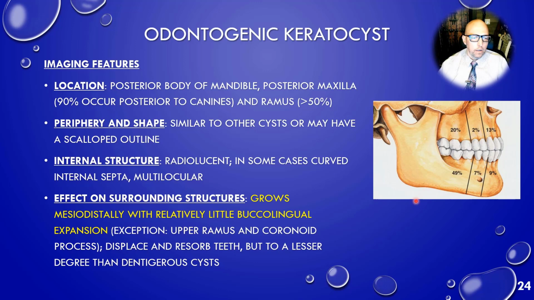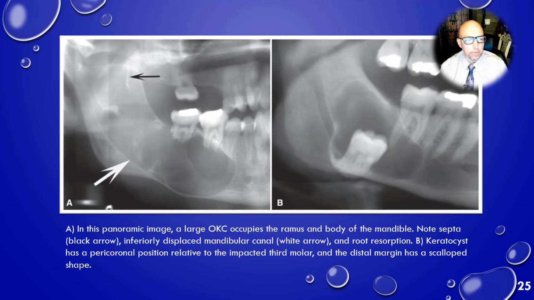One really unique thing about OKCs, and this is going to help you with your boards, is the expansion pattern of these. They grow mesiodistally with relatively little buccolingual, or I would say superior inferior expansion. So what we mean by that is they grow along the bone. These next images I think will help with that. I kind of think of it as banana shape. See how it looks like a banana growing along the bone? It's not so expanding wide, so not buccolingually or superiorly inferiorly, but mesiodistally. It grows along the length of bone. That expansion pattern is really typical of an OKC. So if you see that, 9 times out of 10, that's going to be an OKC.